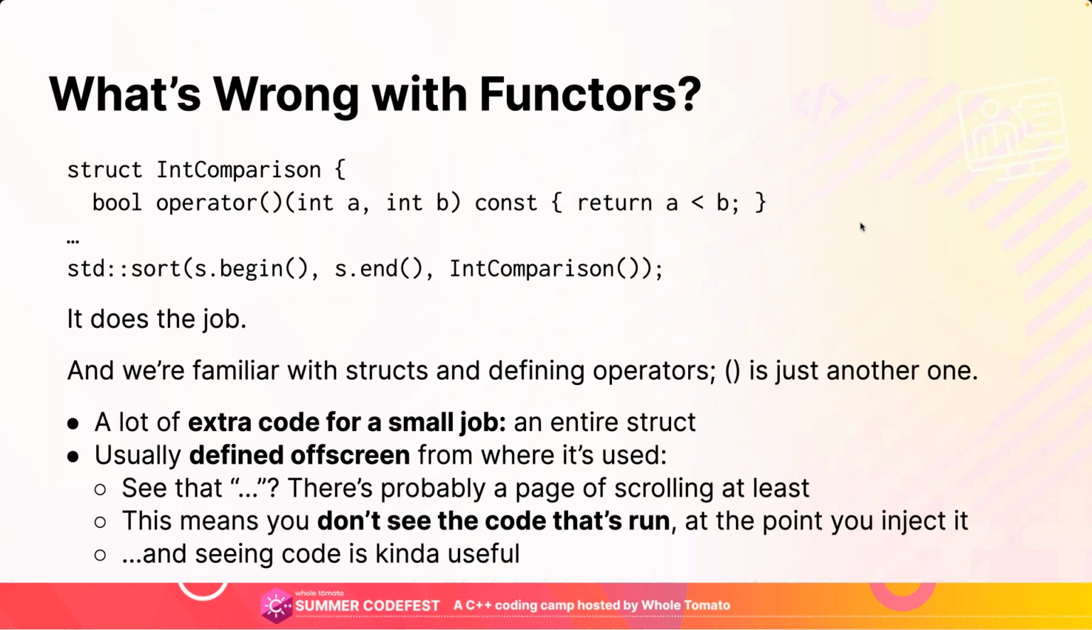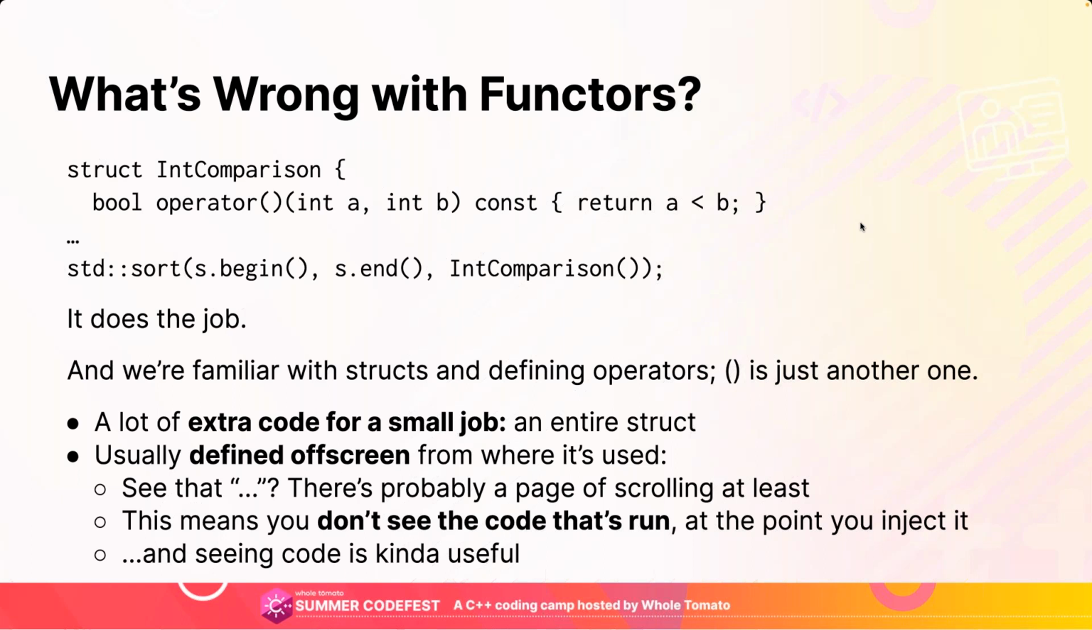So this looks quite a neat solution. You can write a little structure that has some logic and pass it around somewhere, just like any other variable. It's sort of ideal for passing into a method and using to inject into some other code that needs to run something. So what's wrong with doing that? Well, not much, to be honest. It does the job. And it's familiar, since structs and defining operators are a fairly basic C++ thing. The call operator is just another one. So far so good.